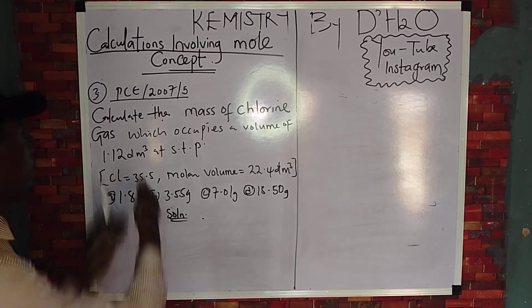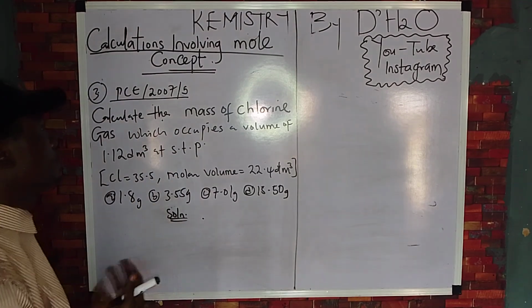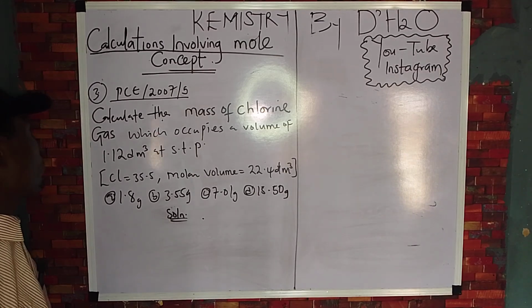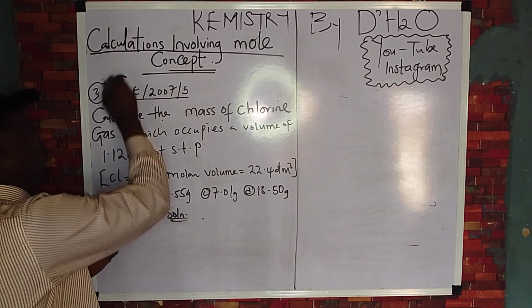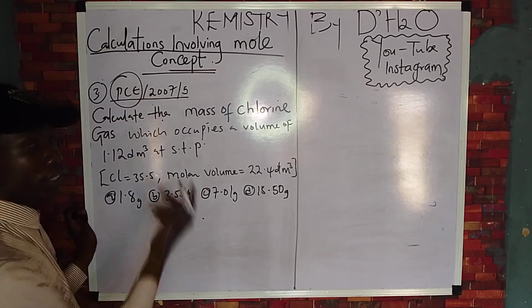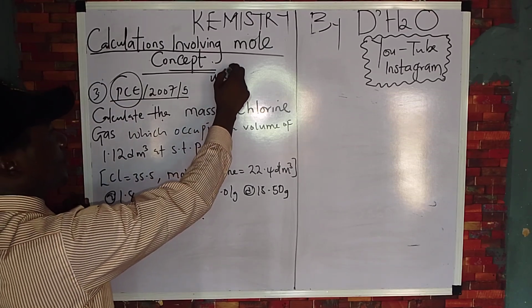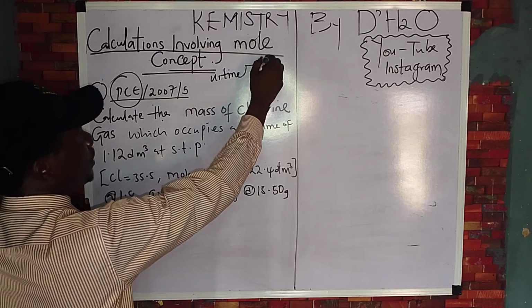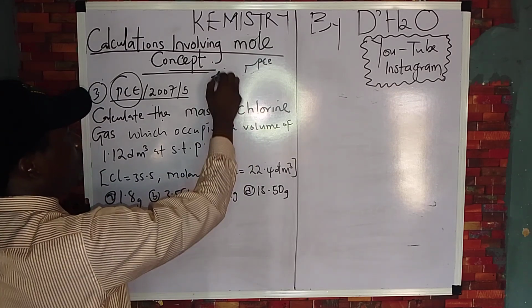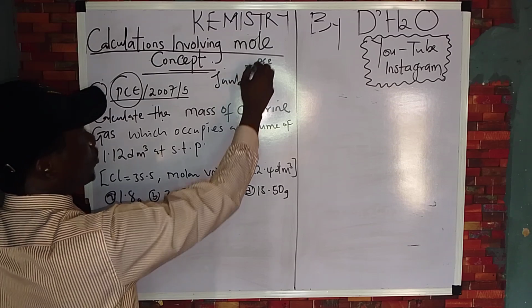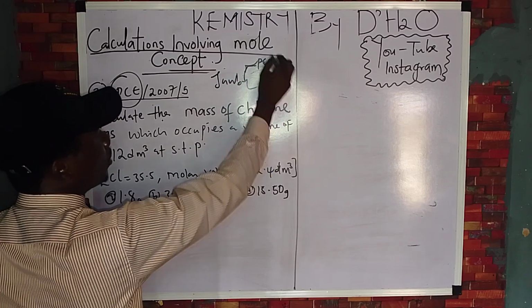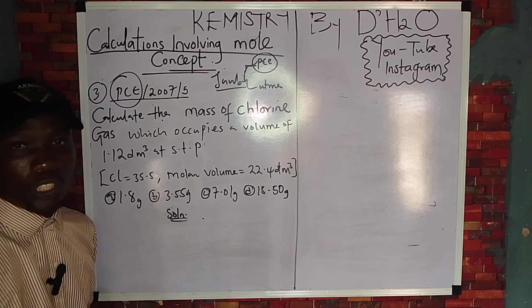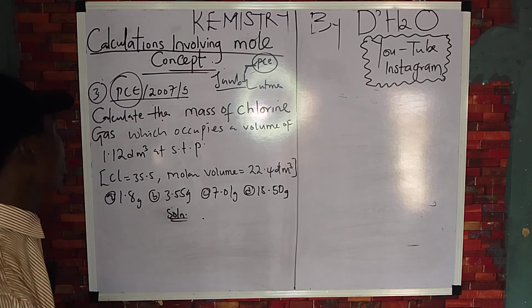Question number 3 is from PC 2007, number 5. That's your JAM, the old JAM. There was a JAM called PCE. As at that time, JAM was organizing 2 exams. One was PCE and one was UTME. So this is also from JAM past question, PCE.